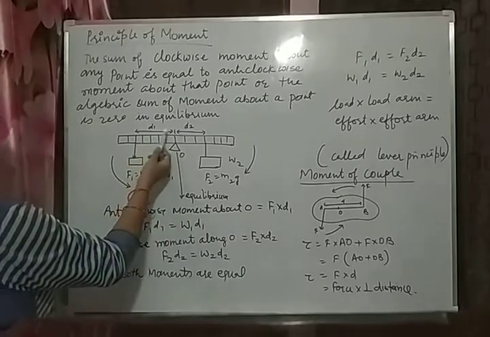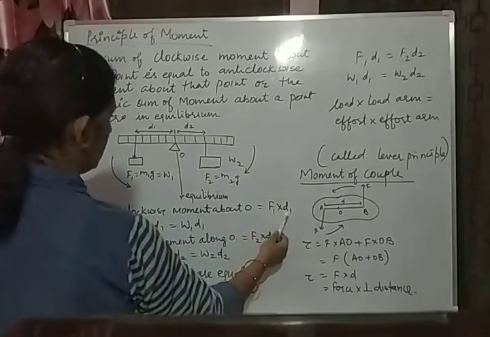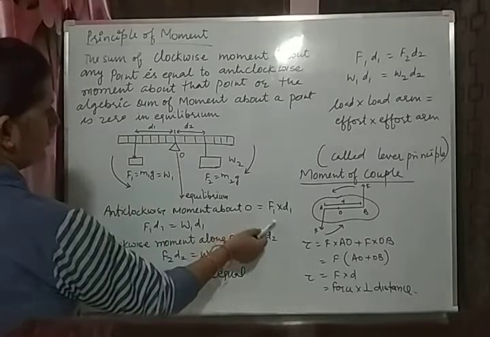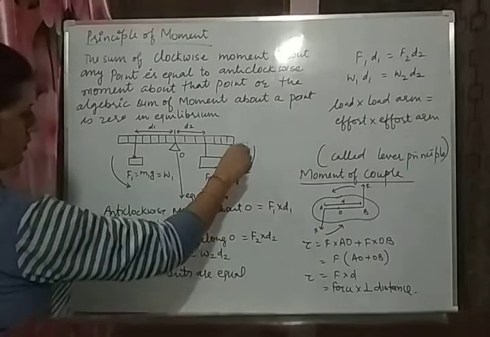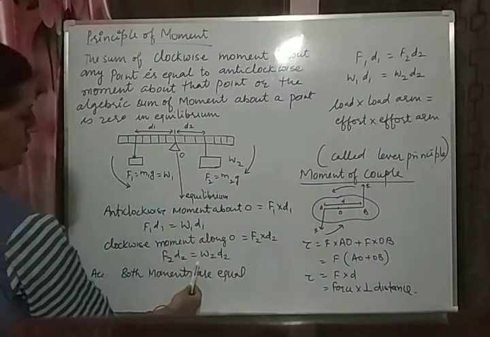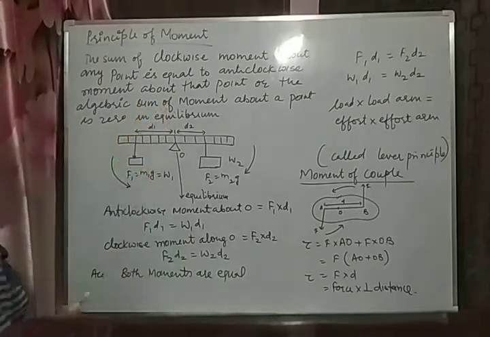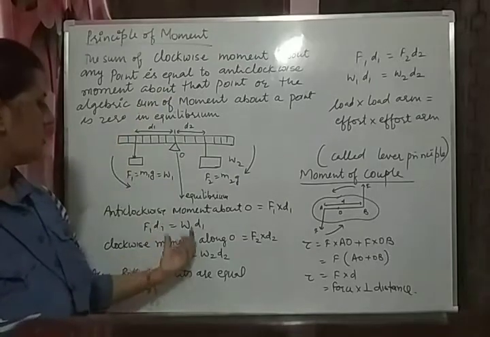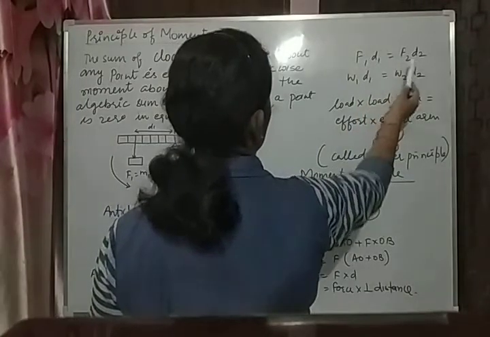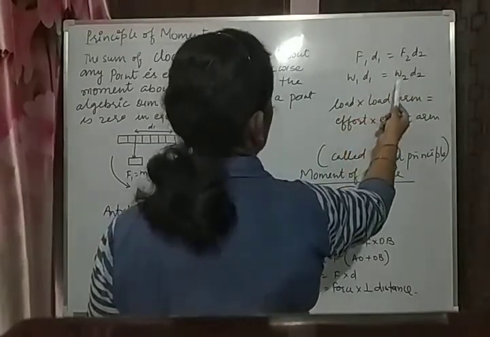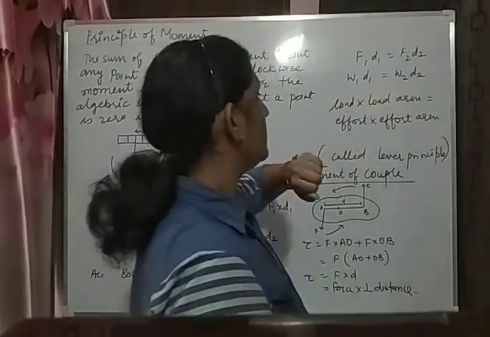What is the perpendicular distance here? So you can write it as F1 into D1 and replace the force by the weight, that is W1 into D1. For the clockwise moment, you will have F2 into D2, which is equal to W2 into D2. According to the principle, these two moments should be equal, so we have the formula F1 D1 is equal to F2 D2, and we can write it as W1 D1 is equal to W2 D2. This shows that the clockwise moment is equal to the anti-clockwise moment.